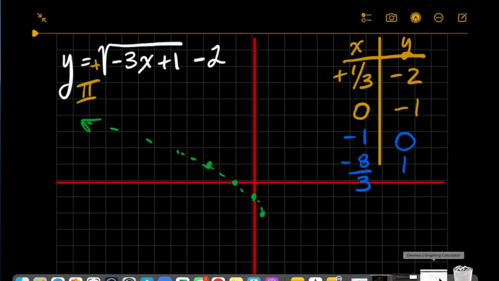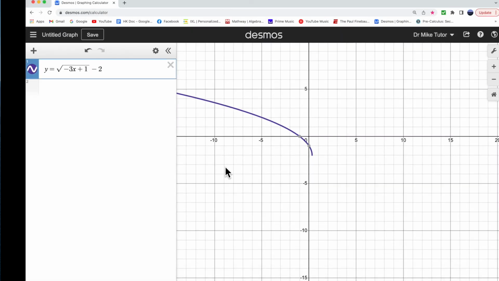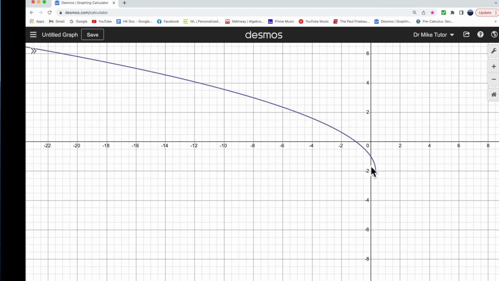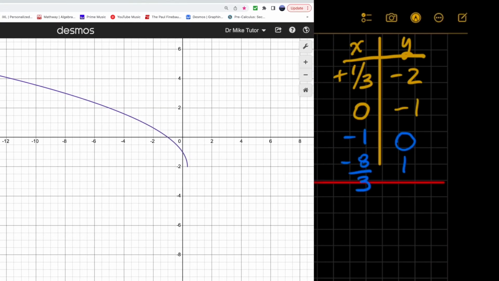Okay, let's see what Desmos says. Here's our original function, and we could see that our origin starts at +1/3, -2, and it indeed extends towards the second quadrant. If we quickly look at our tables, we see that the next point is 0, -1, and then we're at -1, 0, etc.